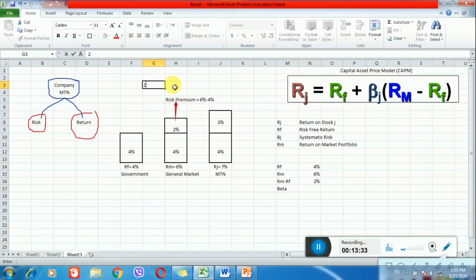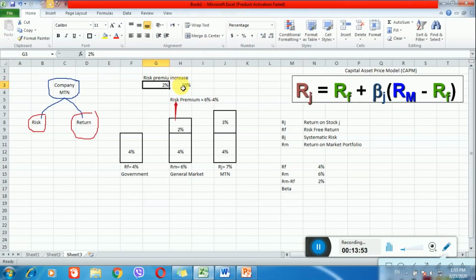I told you we have increased the 2% by how much? By 50%. We call it an increase. So 2% is our risk premium. Increase the risk by how much? 50%. Then how much will the risk premium be, the premium given by MTN, or by stock J here?